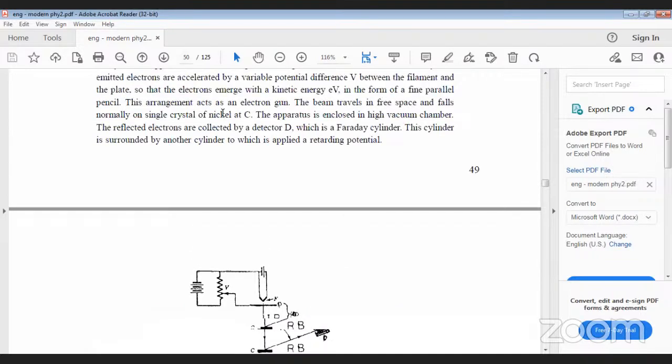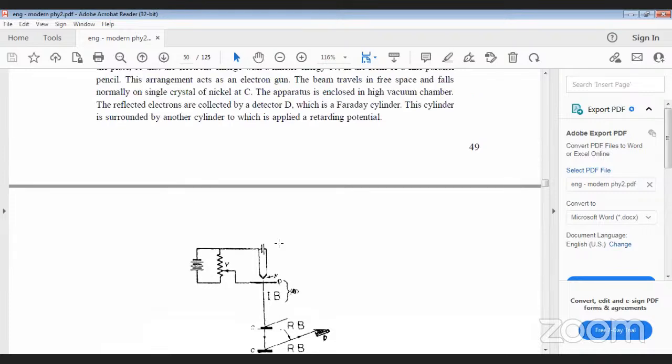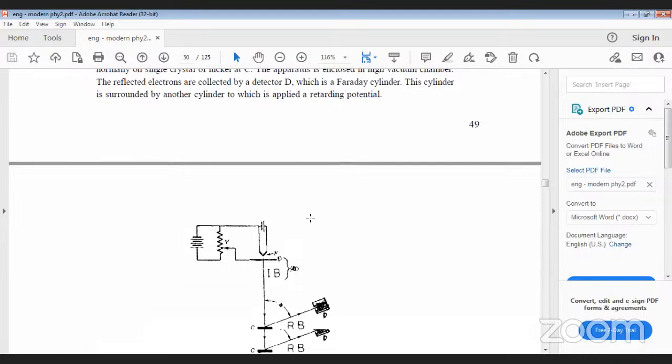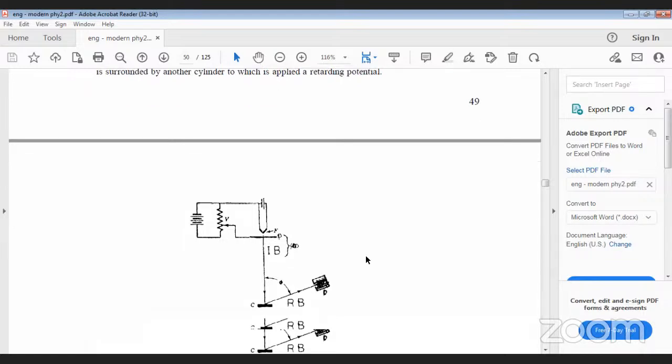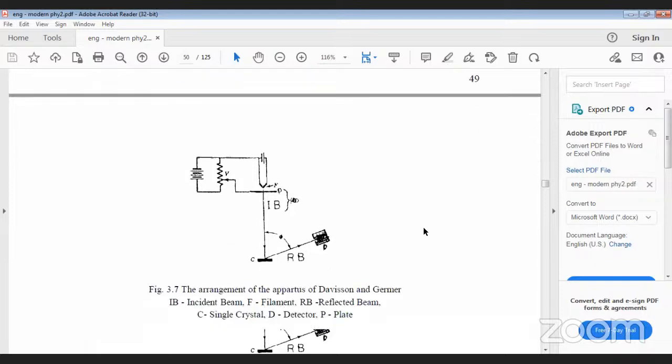A beam travels in free space and falls normally on the single crystal of nickel at C. What do you mean by C? C is a nickel crystal. The entire process is enclosed in a vacuum chamber. How do we see the reflected electrons? Through the detector, which is connected so that it shows a light spark. The detector D consists of a Faraday's chamber, a cylinder surrounded by another cylinder, which is separated by the applied retard potential.